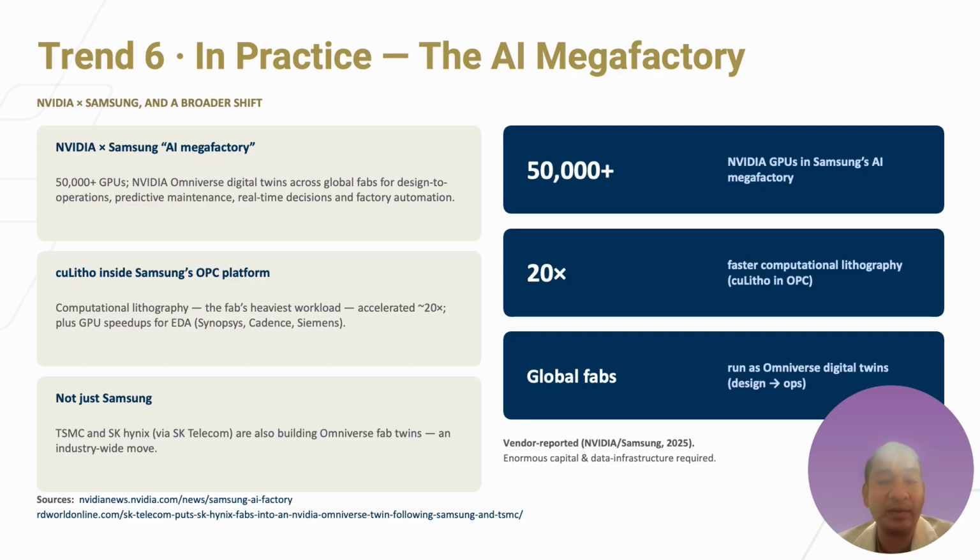And this is happening across the industry, with TSMC and SK Hynix building similar fab twins. As always, treat the exact vendor numbers as indicative, and note that this approach takes enormous money and data infrastructure. That is where AI is entering the fab today.